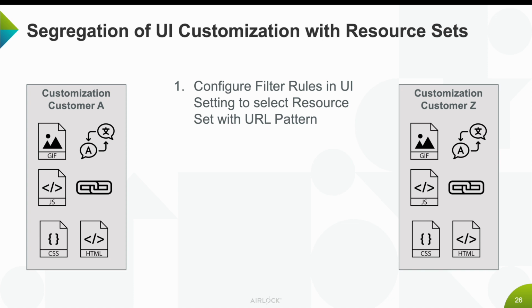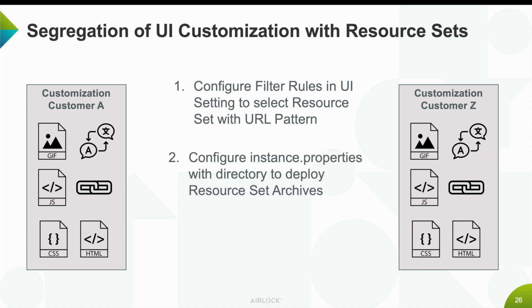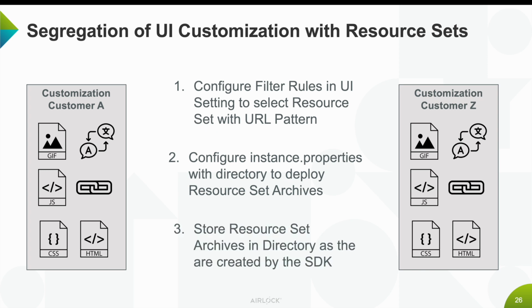The second thing you need to do is you have to configure in instance properties where the directory is where you're going to deploy those resource set archives. And you can actually deploy them into a directory structure. Doesn't matter. IAM will search the entire tree, starting with the directory you indicated in instance properties, and find all the resource sets. The third thing you need to do is, you actually need to restore the resource sets in the directory so that they can be found by IAM. And with that in place, we can now decide which resource set to deliver for which URL pattern.